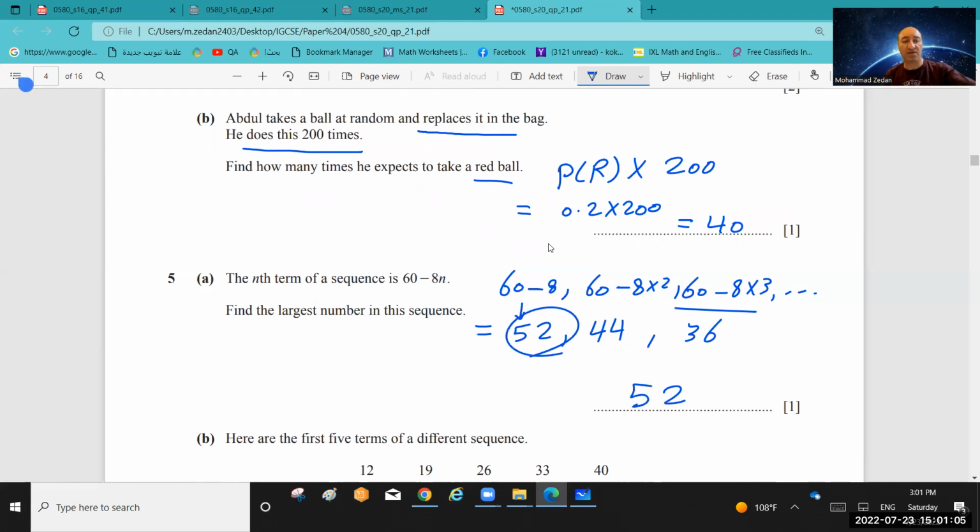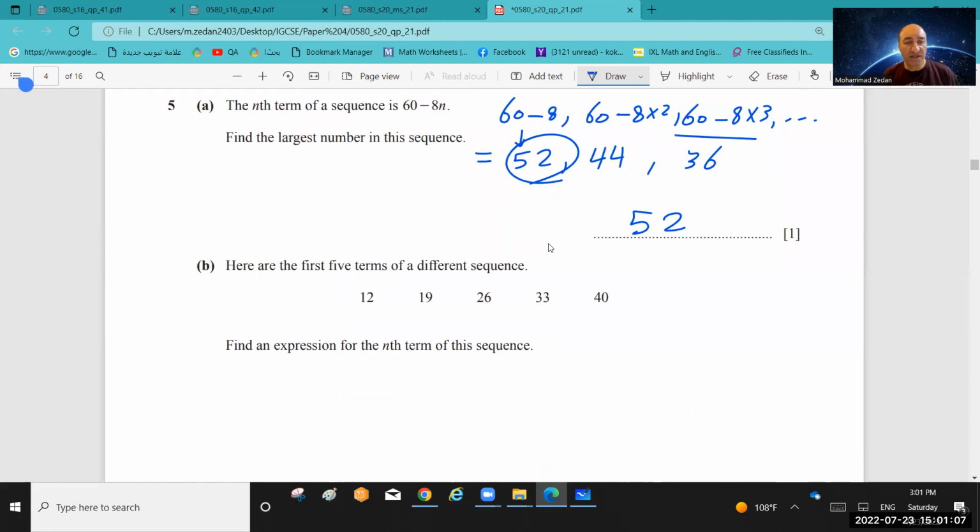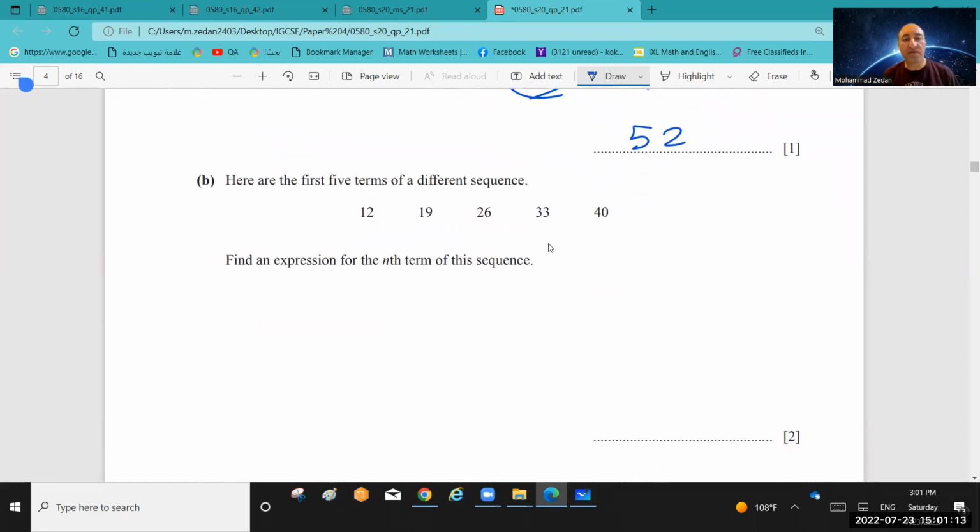Here are the first 5 terms of a different sequence: 12, 19, 26. Find an expression for the nth term. First of all, you find the common difference. 19 minus 12 is 7. The common difference, you will find it is 7 in all of them. So the nth term must be 7n plus a number b.